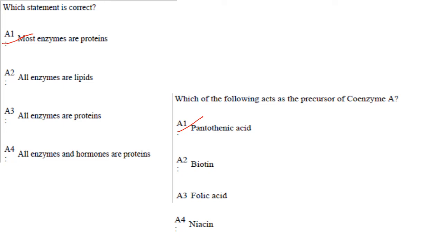Then next one. Which of the following acts as a precursor of coenzyme A? So it is pantothenic acid that acts as a precursor of coenzyme A.